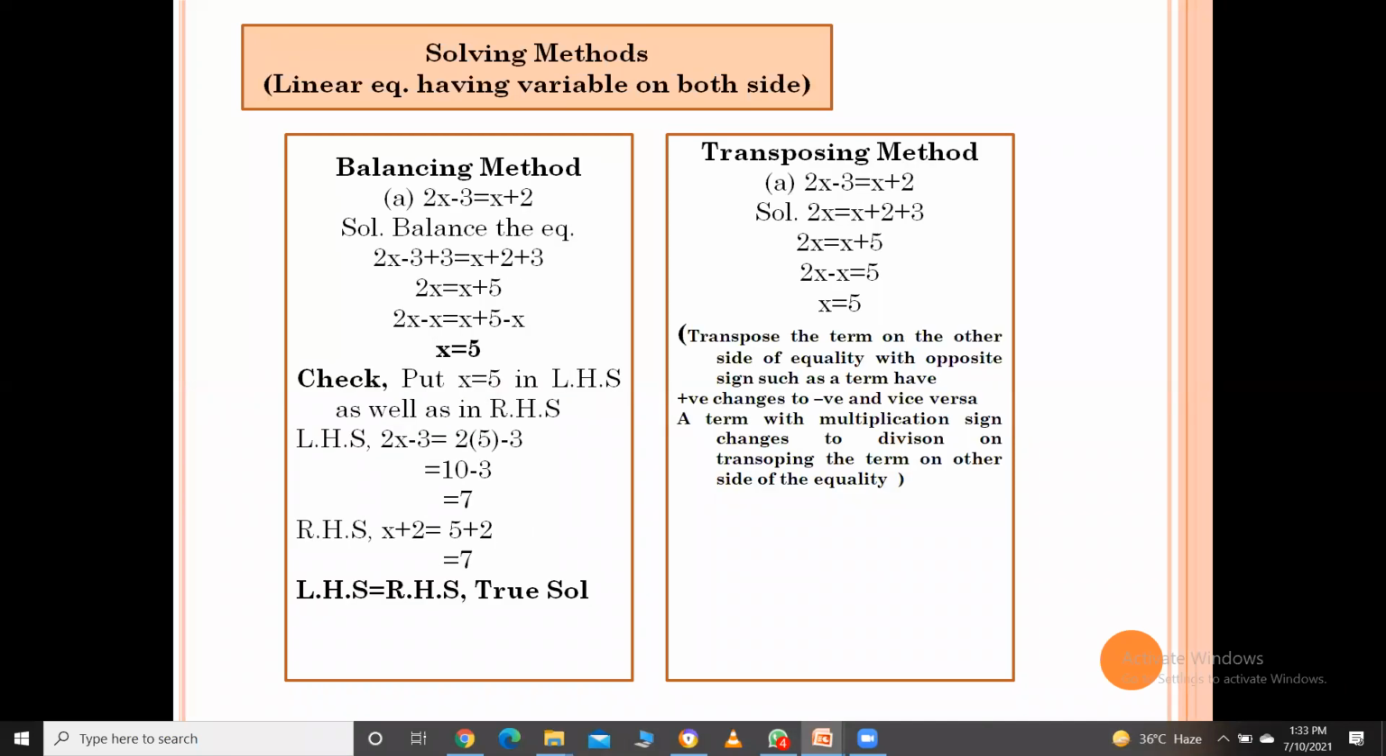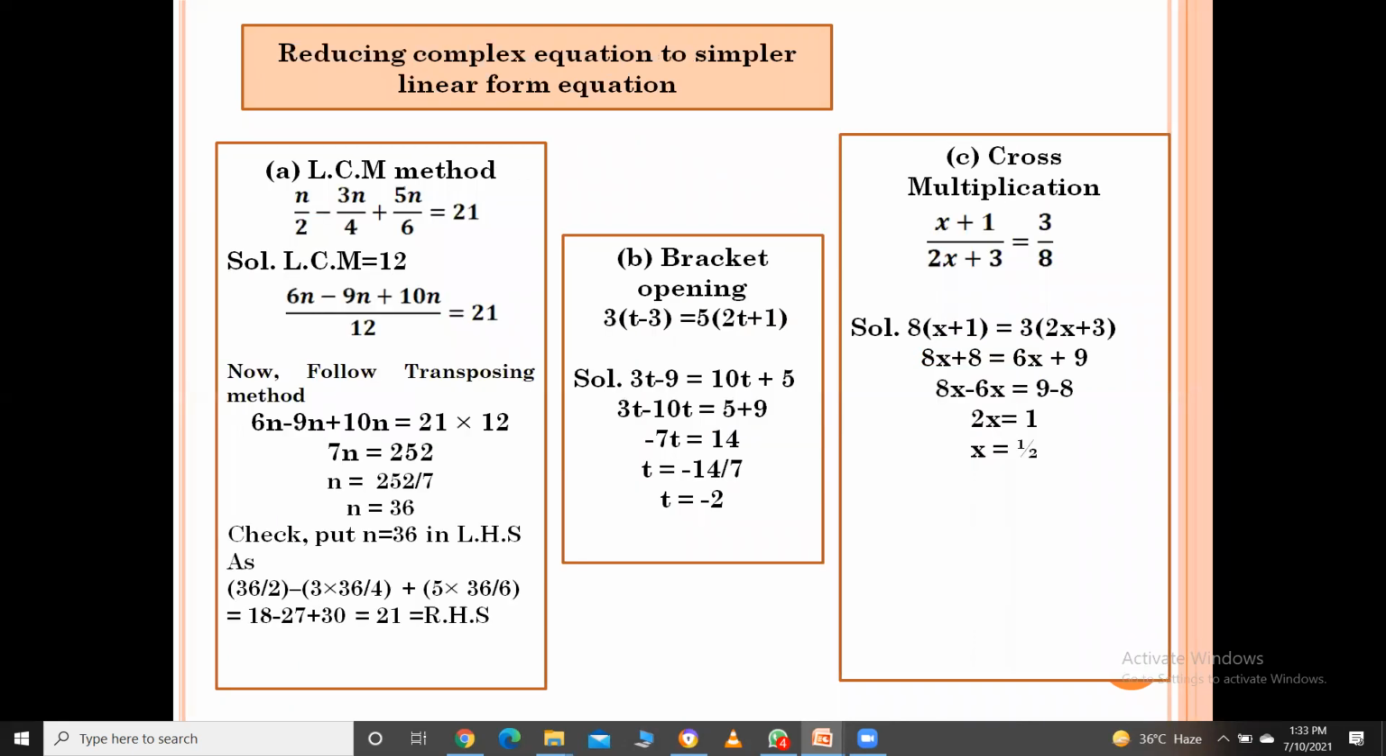Now, next is the transposing method, which we mostly use to solve linear equations. In the transposing method, we transpose one term to the other side of the equality, from right hand side to left hand side, and left hand side to right hand side. For example, in the equation 2x - 3 = x + 2. Firstly, it is a linear equation in one variable where the variable is present on both sides of the equation. In the solution, as you see, 2x = x + 2. Here I transpose -3 to the right hand side of the equation. This is the transposing method. By using the transposing method, we find the value of x is equal to 5.